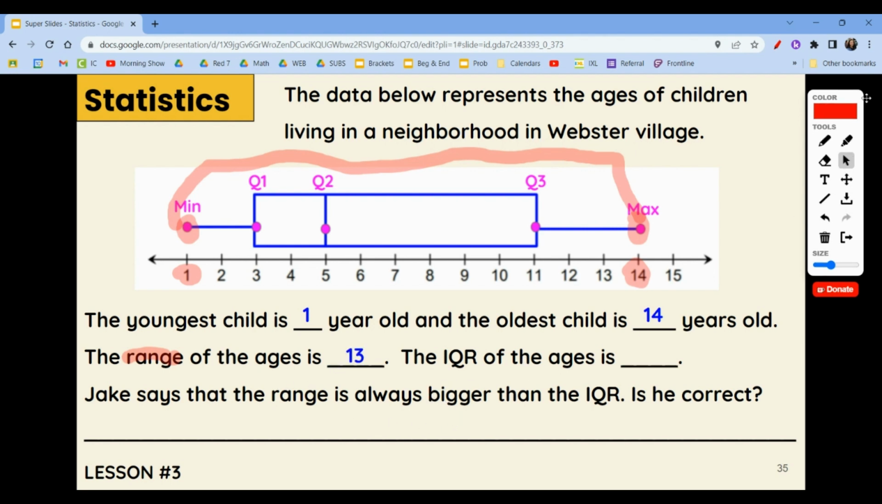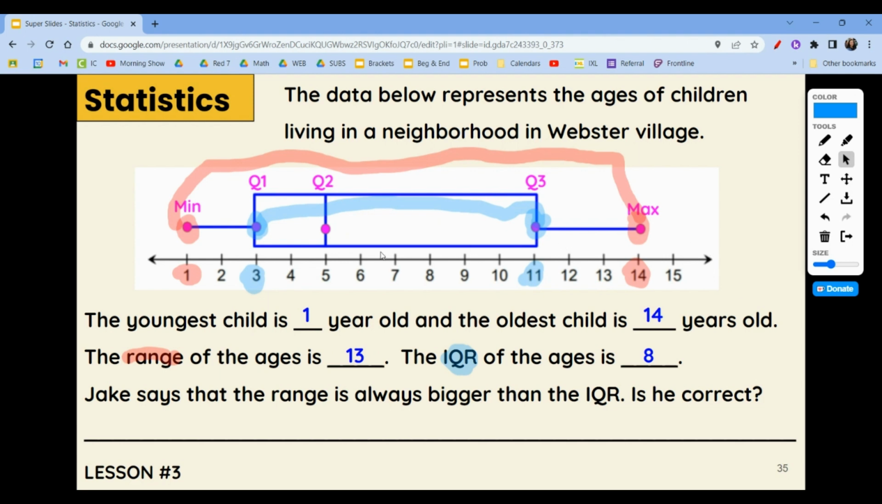The IQR of ages is, okay, when I say IQR, I'm talking about the distance between Q1 and Q3. So this is the IQR. So I'm going to do 11 minus 3, and I get 8. Jake says that the range is always bigger than the IQR. Is he correct?